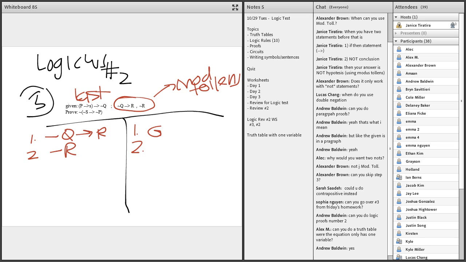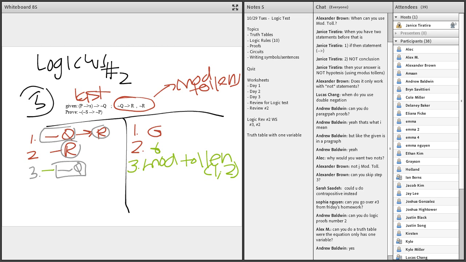Okay, so step 3, because I'm given not the conclusion, my answer is going to be not the hypothesis. So look at how what I boxed is not Q. Well, I have to put another not in front of it. That's just the way it goes for modus tollens. So step 3, answer is modus tollens using steps 1 and 2.